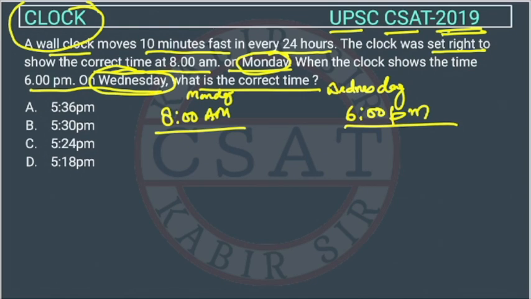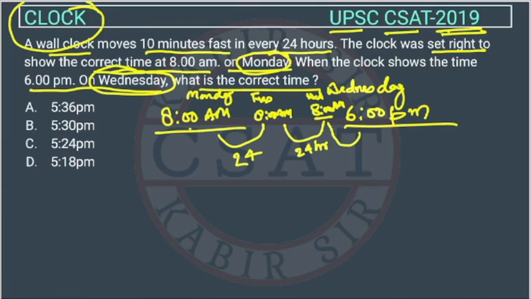So if you see, we are setting it on Monday, then Tuesday morning 8 a.m. will be 24 hours. Then Wednesday morning 8 a.m. will be another 24 hours. Now the examiner is asking about evening time. So this is 6 and this is morning 8, so the difference is 4 plus 6 plus... 10 hours. So total hours are 24 hours, 24 hours, and 10 hours.